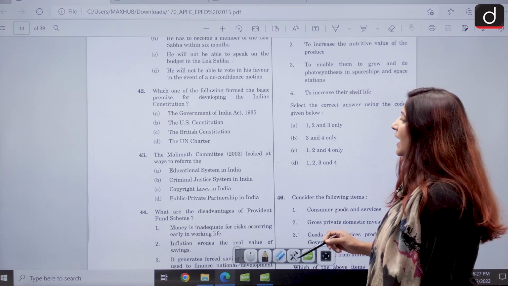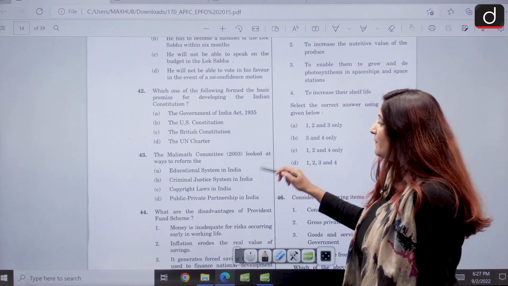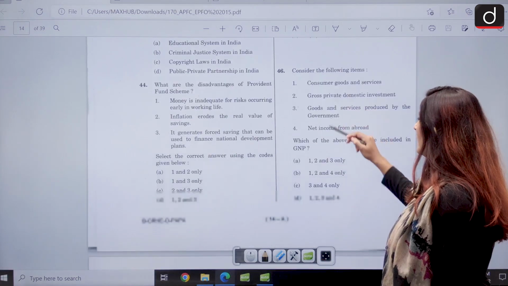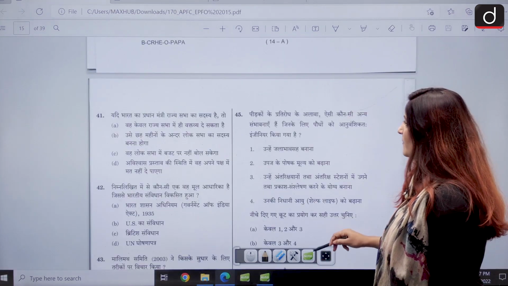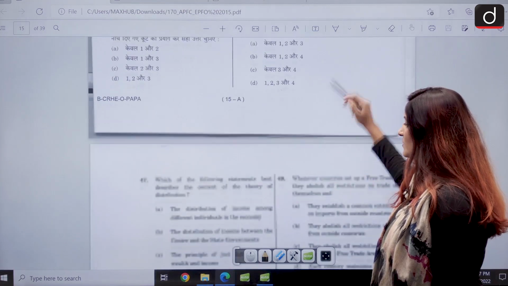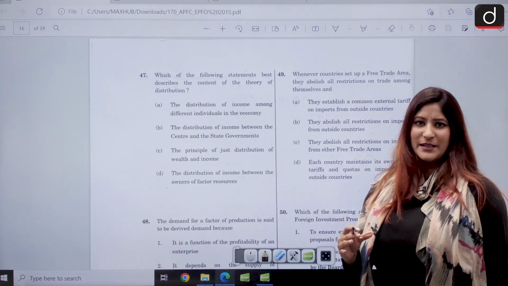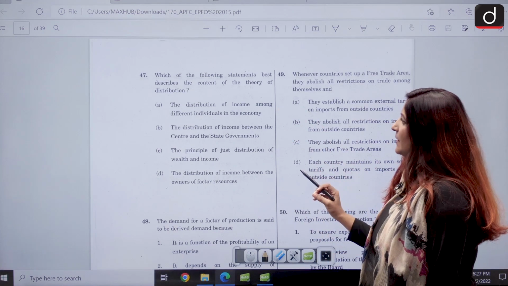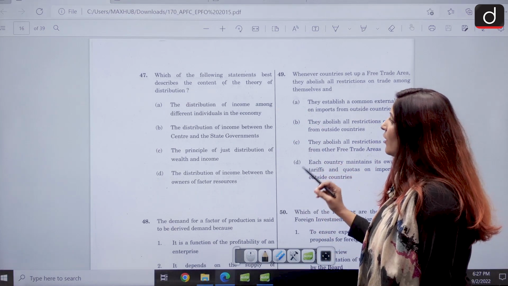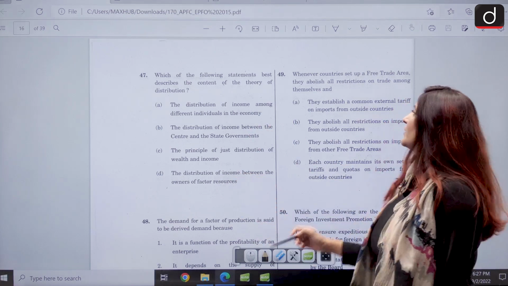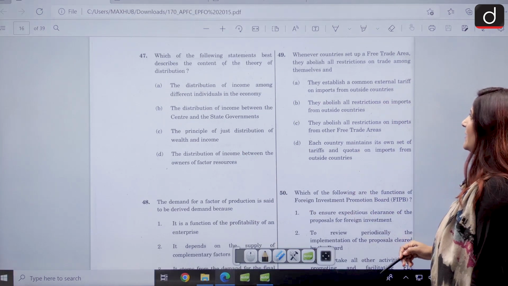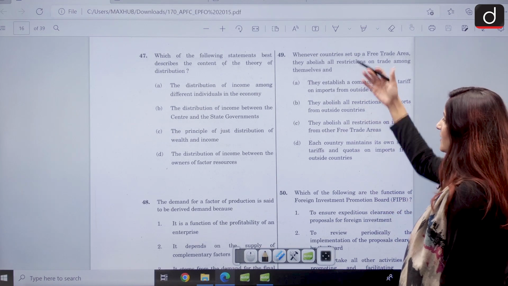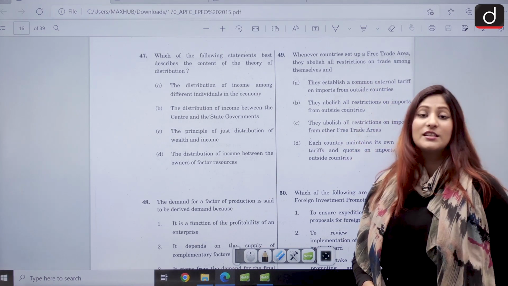Malimath committee looked at the ways to reform, important committees and their recommendations, remember. Then here we have another important set of questions. So I hope you are able to grasp the pattern. Which of the following statements best describes the content of the theory of distribution? Economics. Whenever countries set up a free trade area, they abolish all restrictions on trade among themselves, and the options are given with respect to economics.